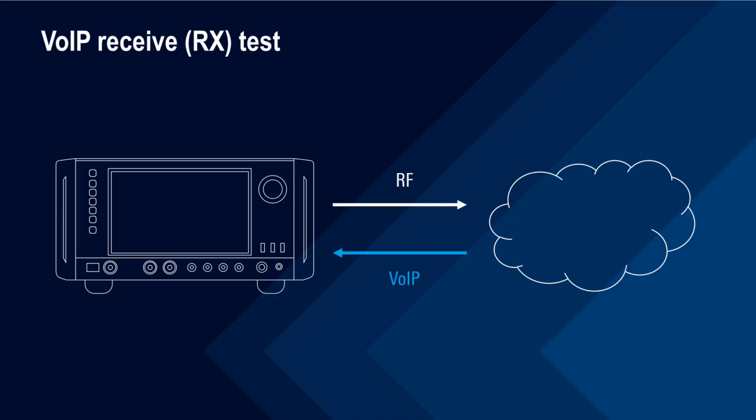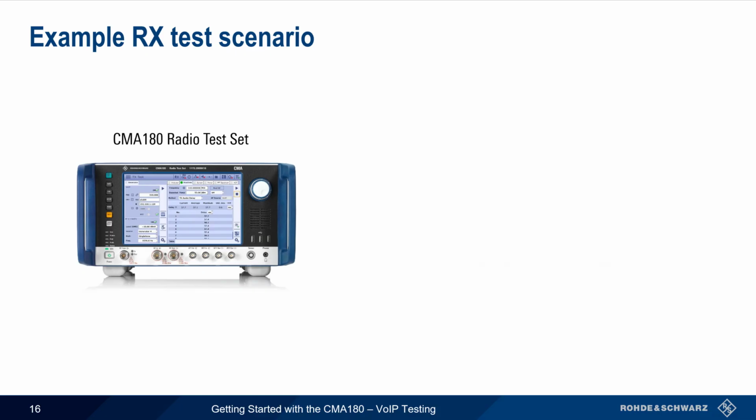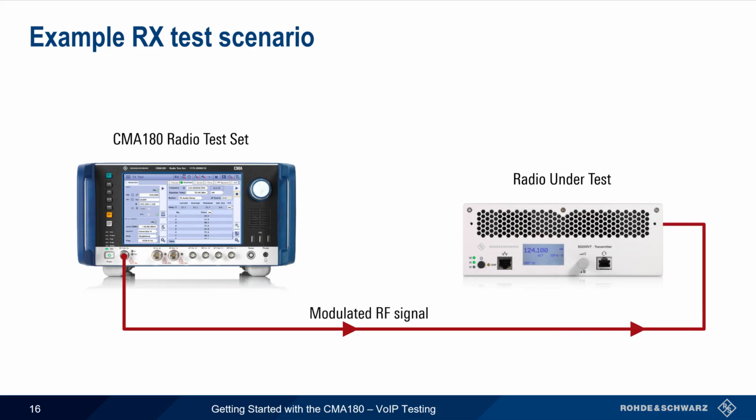Now let's look at the VoIP receive scenario, in which the CMA is receiving audio via voice over IP packets. Here again we have the CMA180 and the device or radio under test. For this scenario, the CMA will source an RF carrier modulated by an audio signal. Upon receiving this signal, the DUT will demodulate it and then encode that demodulated audio into VoIP packets that are sent to the CMA's LAN interface. Since the CMA is testing the information received from the DUT, this is referred to as a receive test.